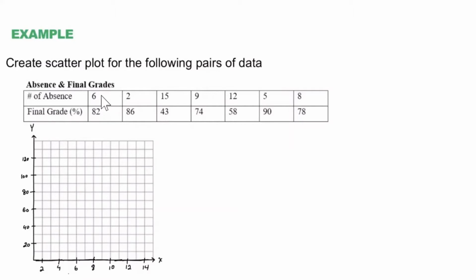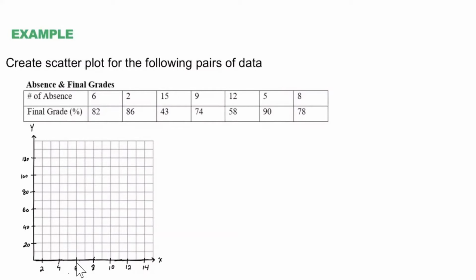The first point we have here is 6, 82. When x equals 6, y is equal to 82. So let's plot that. When x is 6, y is 82. It is just above 80, that is 82.